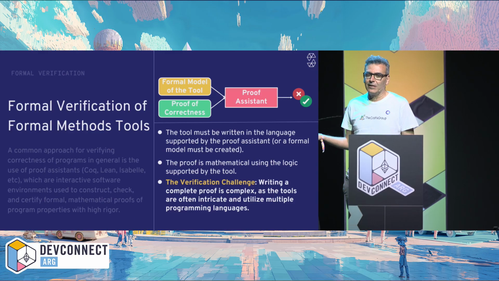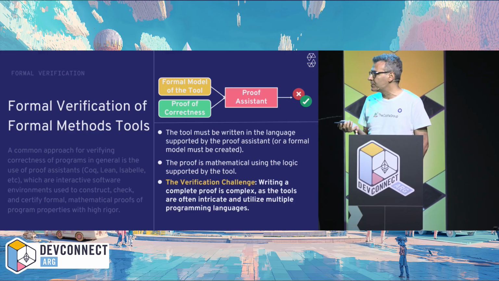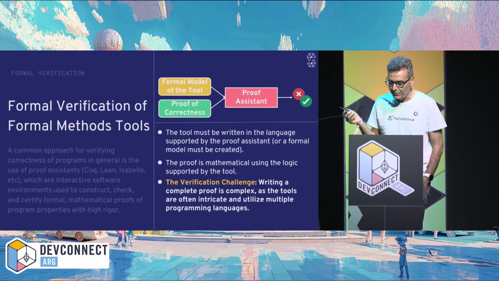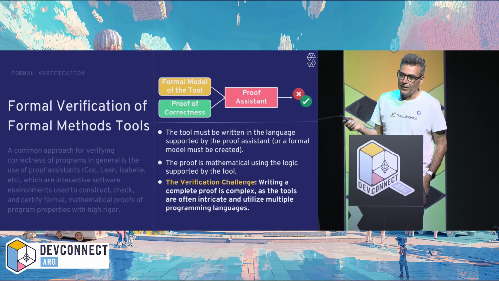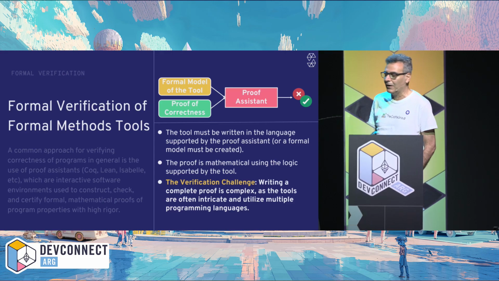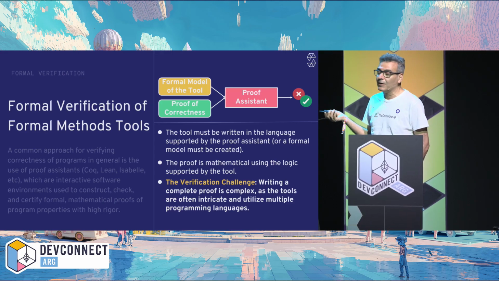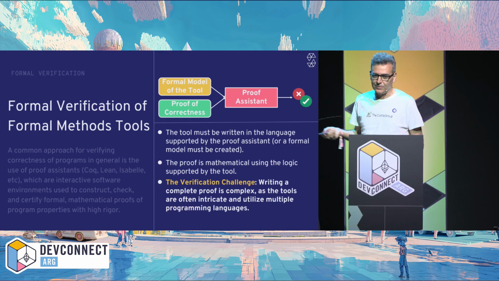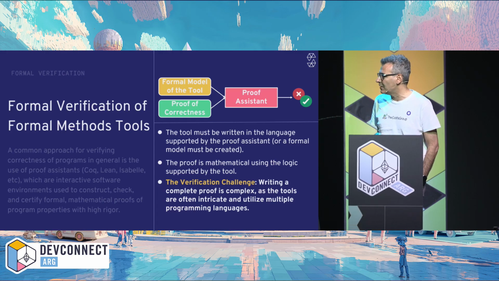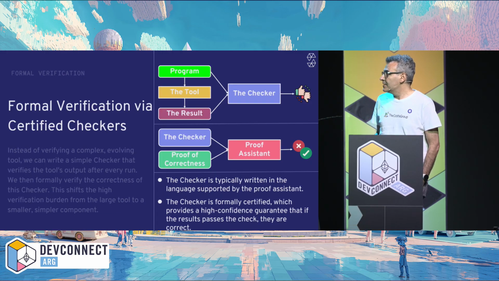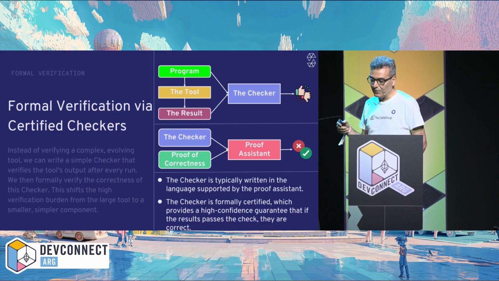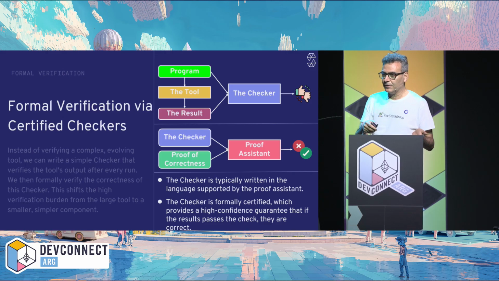Also, static analysis tools typically use external tools such as SMT solvers. So either you model them or you have to trust that they are correct. And also writing proofs at this scale is very complex because the tools are very large. So an alternative approach is that instead of verifying the analyzer itself, we can verify the results that it generates.